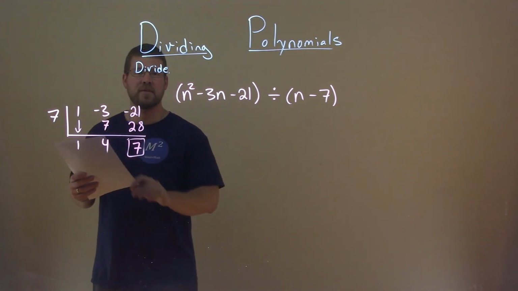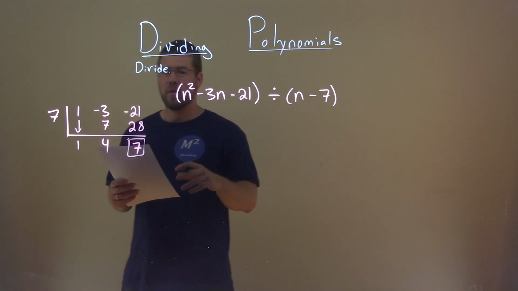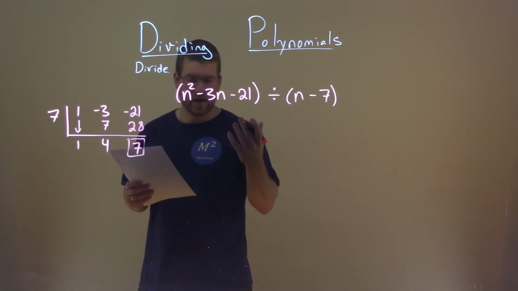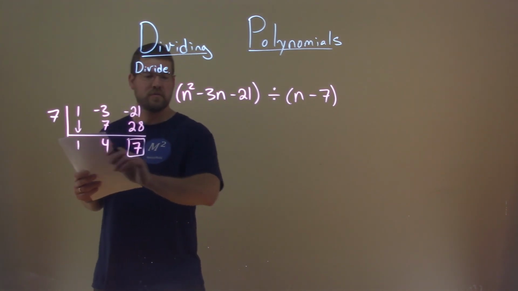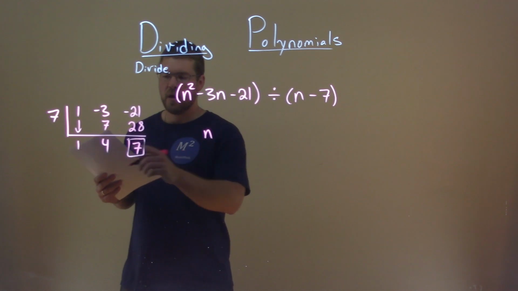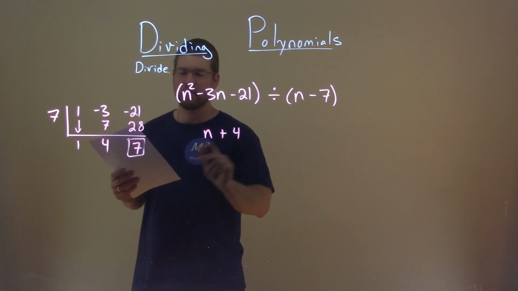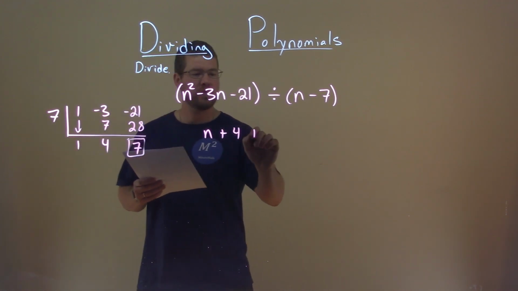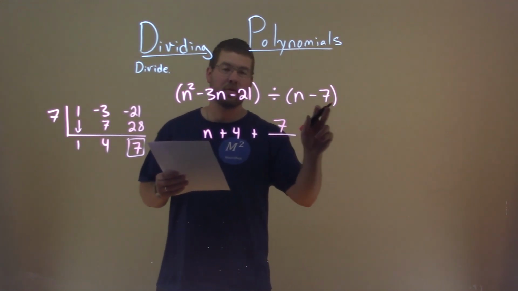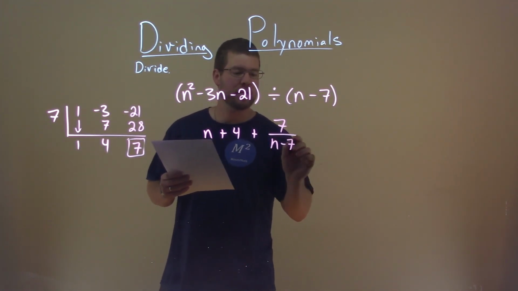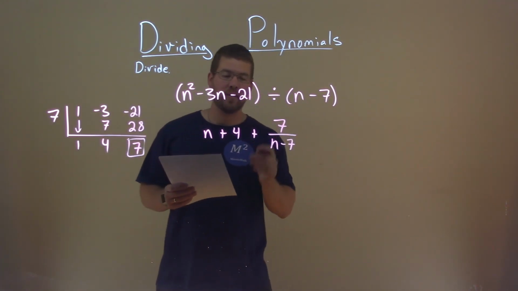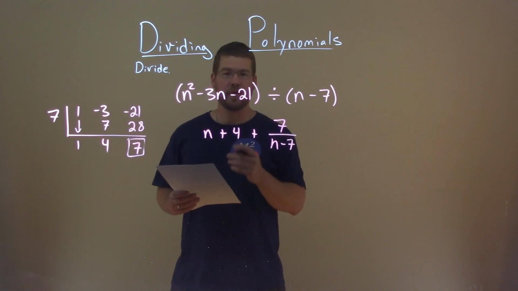So now let's translate this to our answer. Well, n squared divided by 1n is just going to be left with n to the first power. So that is a coefficient in front of there. So we just write really just 1n. Then we have plus 4 here. That's what's next down the line. Plus our remainder, which is 7, divided by, well, what we were dividing by, n minus 7. And there we have it. N plus 4 plus 7 divided by n minus 7 is our final answer.